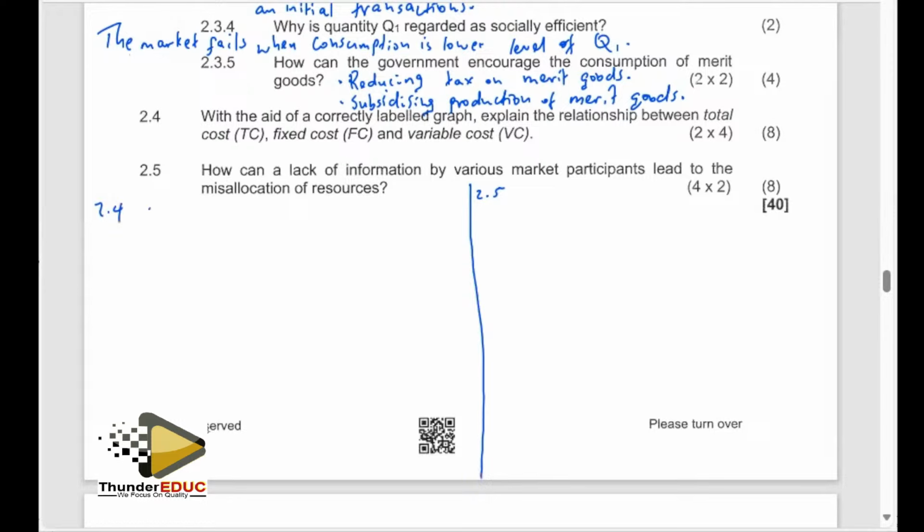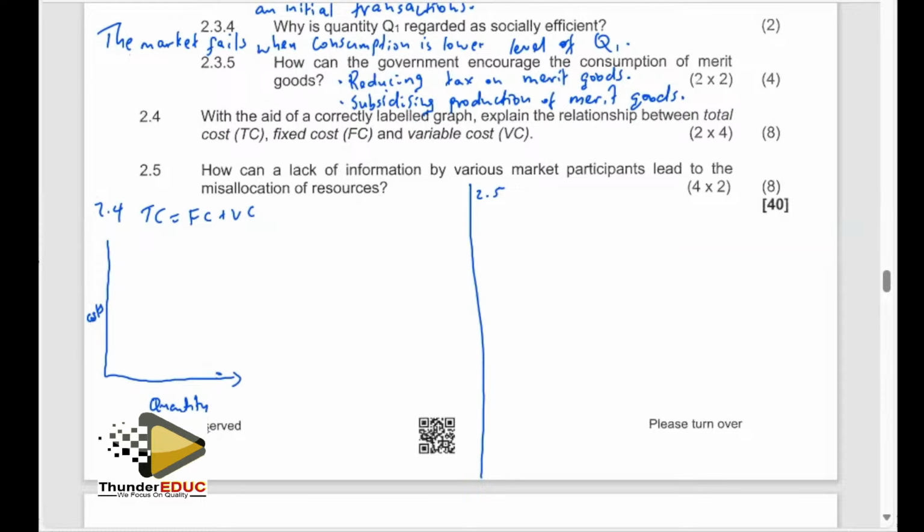So now if you still remember, total cost is equivalent to fixed cost plus variable cost. So now let's check how we can represent this graphically. Graphically we can present it like this. Here we have quantity, and on this side we have cost. Okay, right.